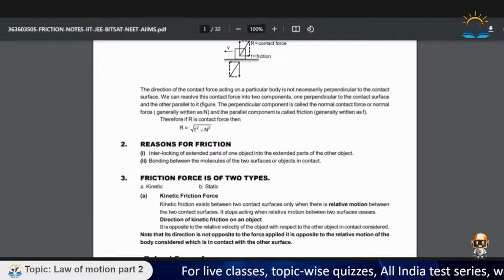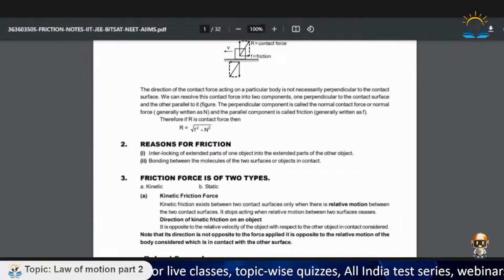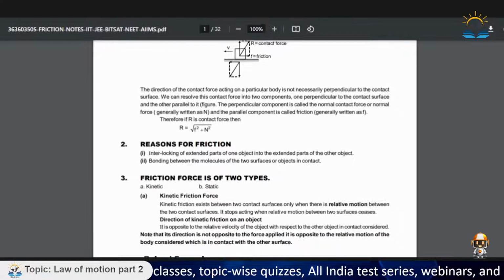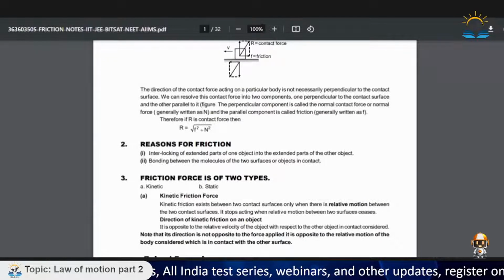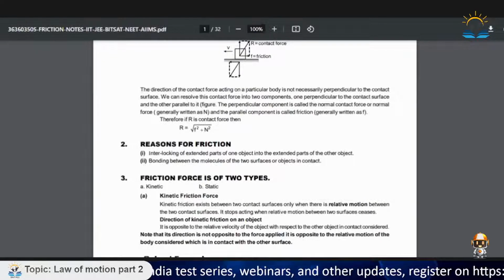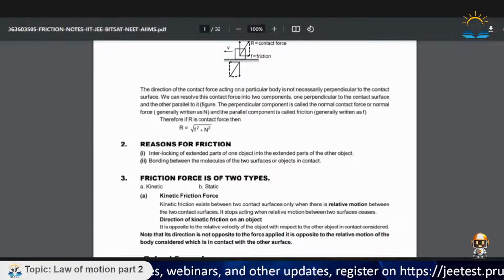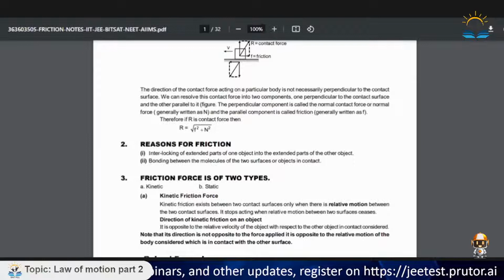Okay, reasons for friction. Interlocking of extended particles. I have already told you that at the molecular level, these surfaces are not basically smooth. These surfaces have bulges, small bulging outwards and inwards at the molecular level.